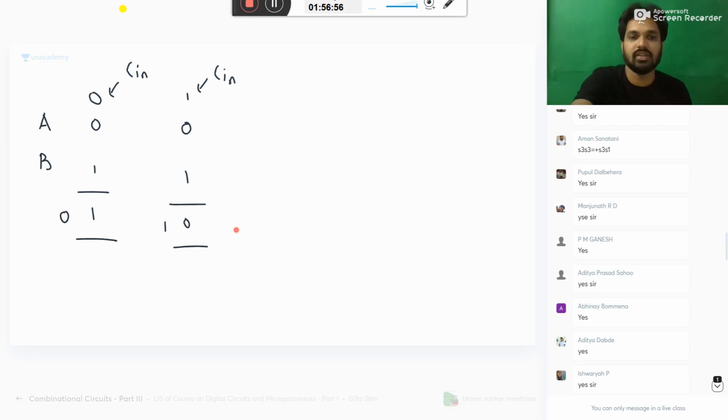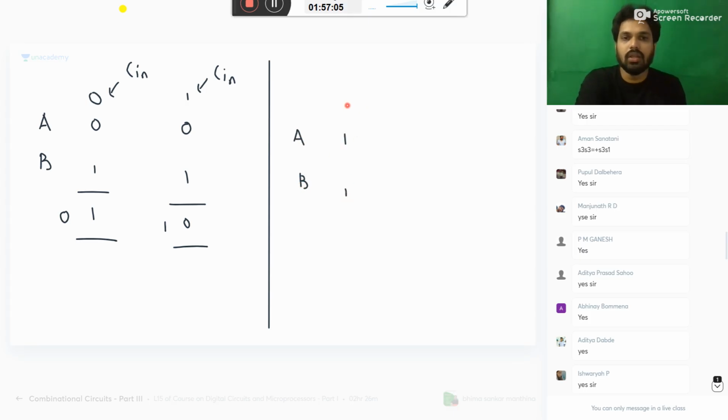Now, okay, just wait. Leave it for some time. You take AB, both are 1s. You take this as your carry input, this as your carry input. Two possibilities are there. Okay, fine. Now what is the answer? Sum 0, carry 1; sum 1, carry 1. Everybody up to this clear? Normal addition only.